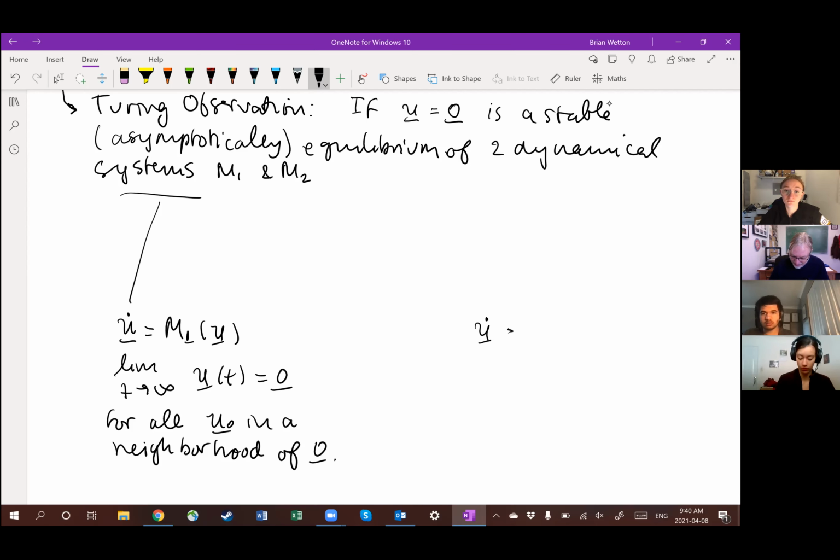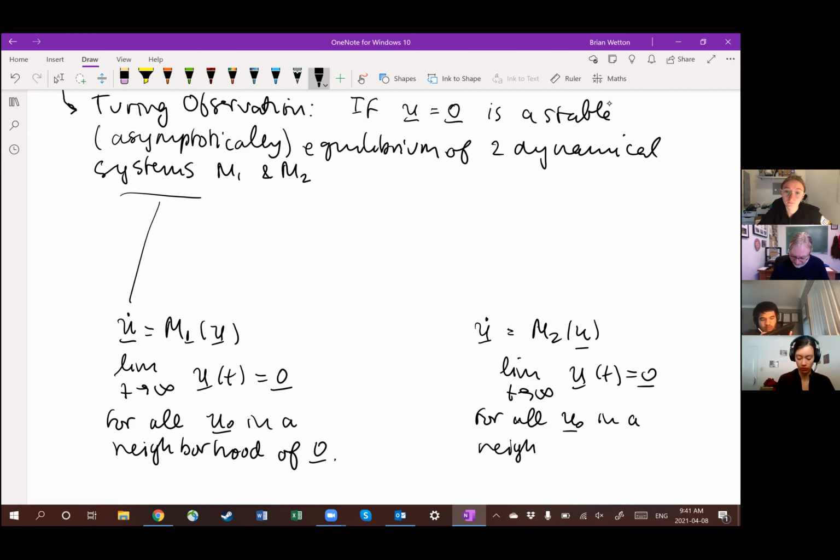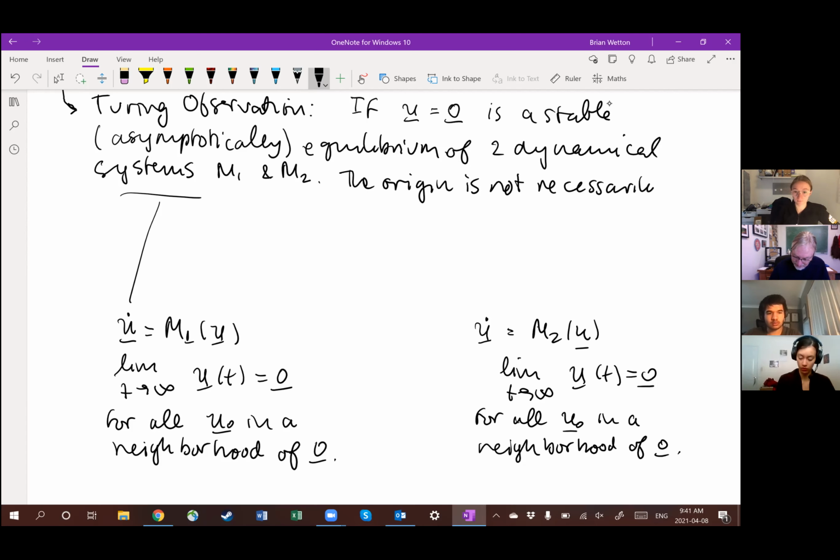And I've also got the same thing for this other dynamical system, for all U0 in a neighborhood of the origin. So what's the observation? The observation is the origin is not necessarily stable for the system M1 plus M2, which is kind of interesting.